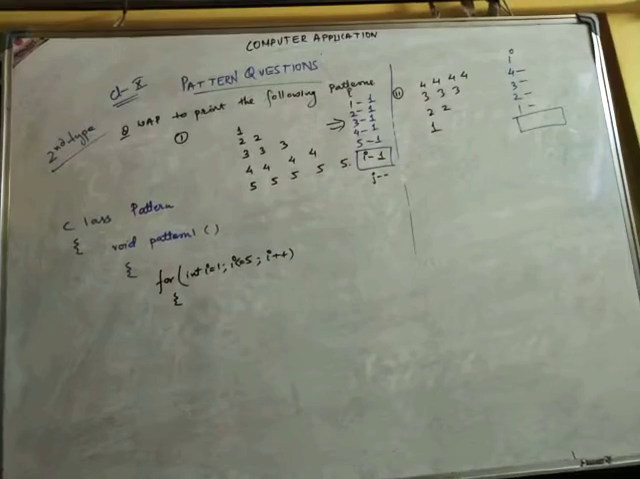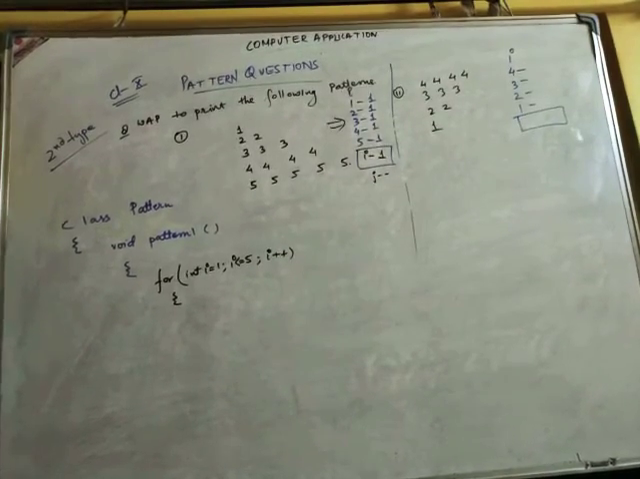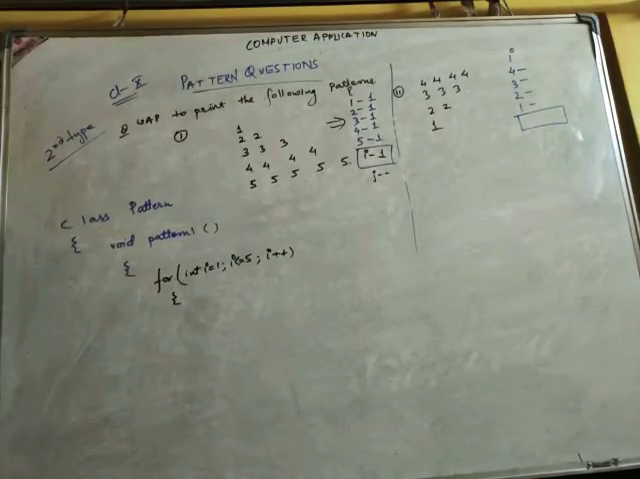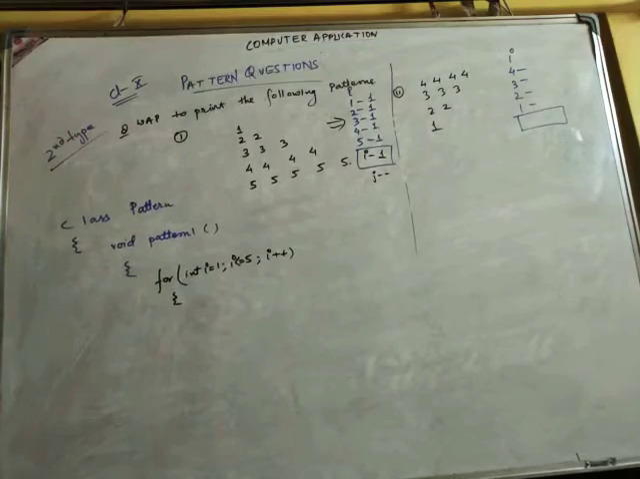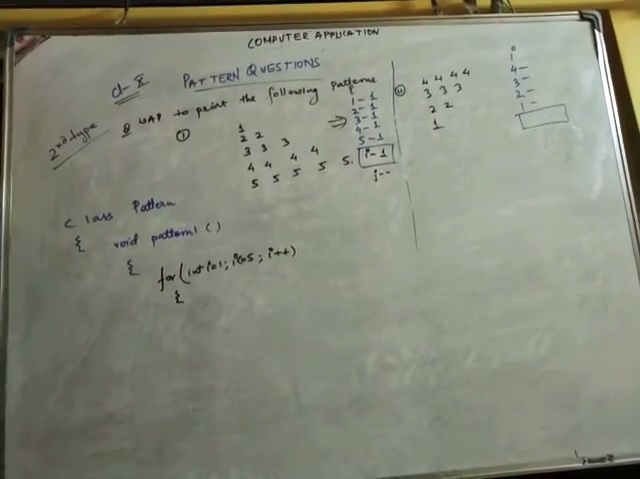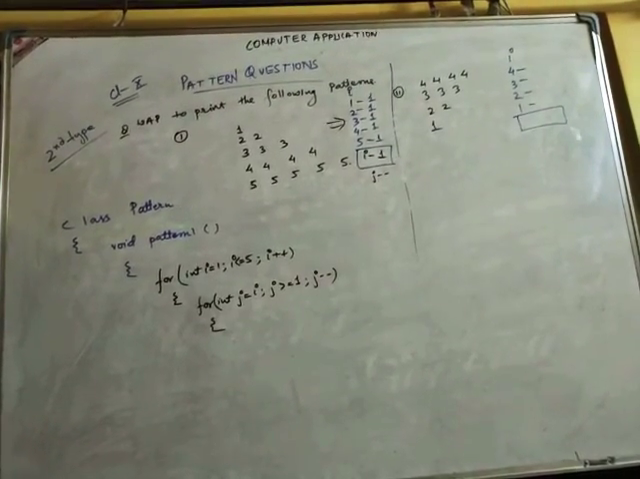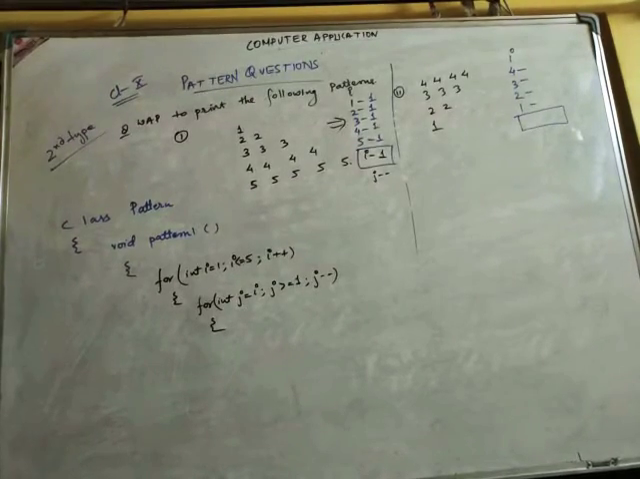Clear, all of you? Now we'll make the J loop. The J loop will start from I till 1 and J minus minus. So int J equals to I, J greater than equals to 1, J minus minus. Okay, now what do we need to do here?